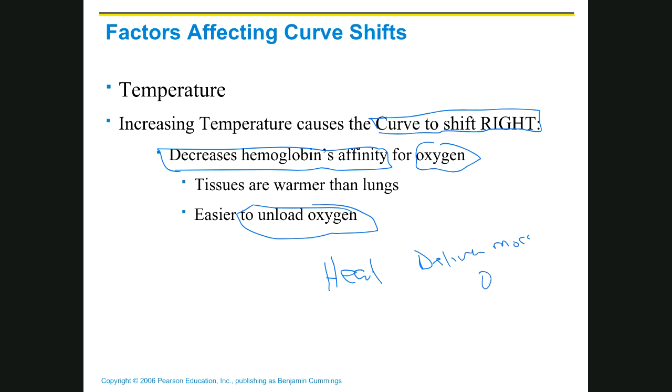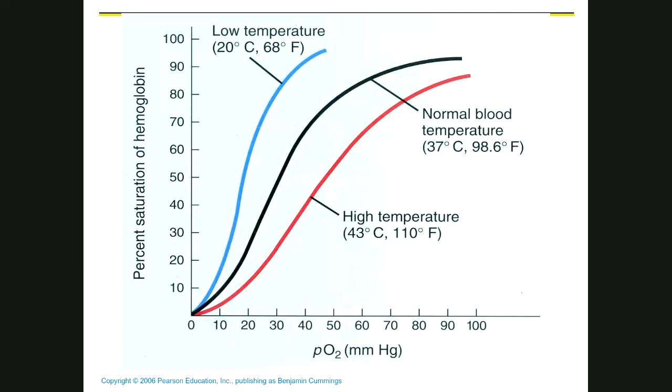But look, what happens when I get back to the lungs? The lungs are cold temperature again, or lower temperature. What's going to happen to the affinity? Curve's going to shift to the left. What's going to happen to the affinity in the lungs? Affinity's going to go up. If affinity goes up, what's it going to be easier to do? It's going to be easier to load. So because the lungs are cooler, I can load more oxygen. And because the tissues are warmer, I can unload more oxygen.